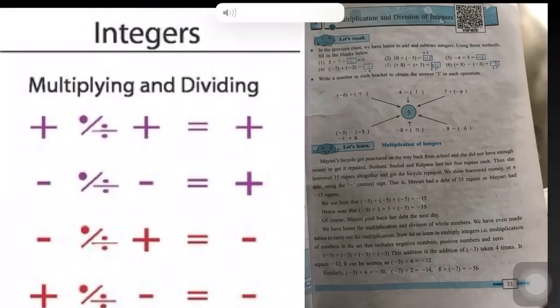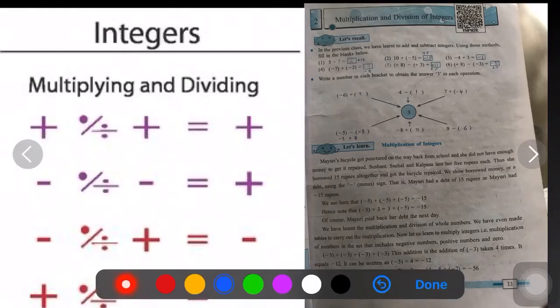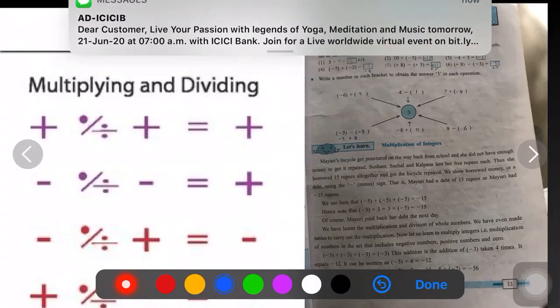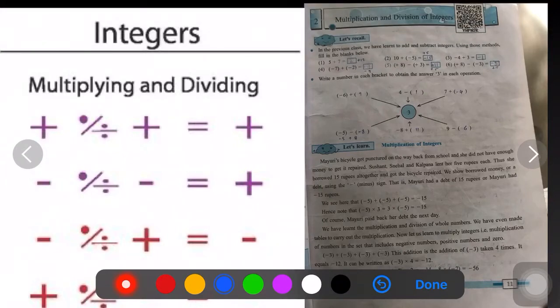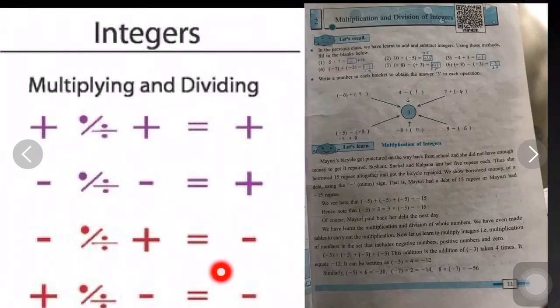Students, we have learned how to add and subtract integers using some rules and principles. This rule and principle is the same for multiplying and dividing integers. As you can see, whenever a positive number is divided or multiplied by a positive number, the product will be positive. Whenever a negative number is multiplied or divided by a negative number, the product will again be positive. Whenever a negative number is multiplied or divided by a positive number, the product will be negative. Whenever a positive number is multiplied or divided by a negative number, the product will be negative.